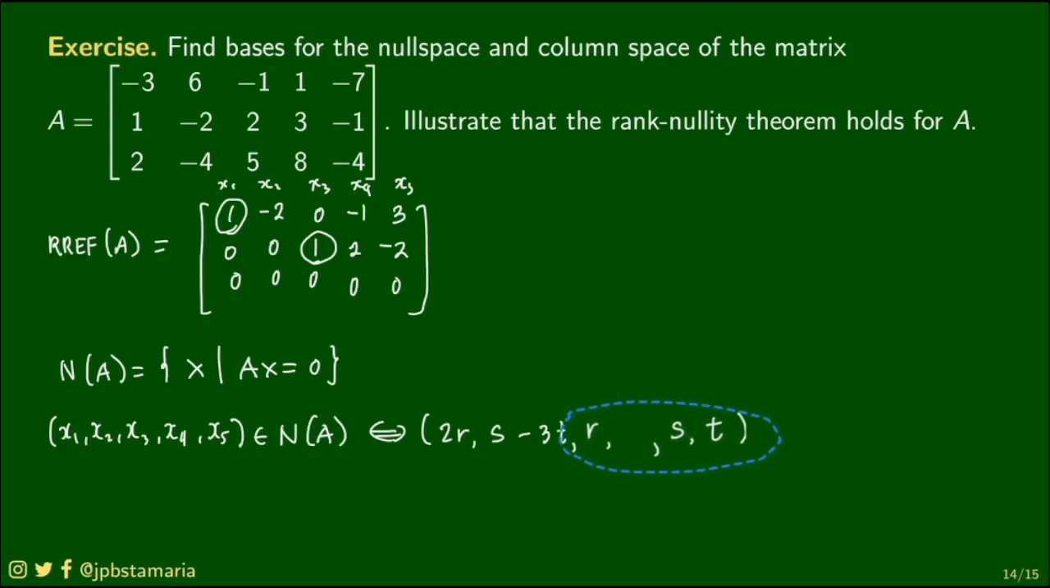Okay? For x3, you look at the second row. x3 is now, you put this 2 on the right, minus 2 x4 plus 2 x5. So that's minus 2s plus 2t. So there, I was able to write the solution set easily. What I do now is write this as a linear combination using the constants r, s, and t. So for r, we have 2, 0, 1, 0, 0.